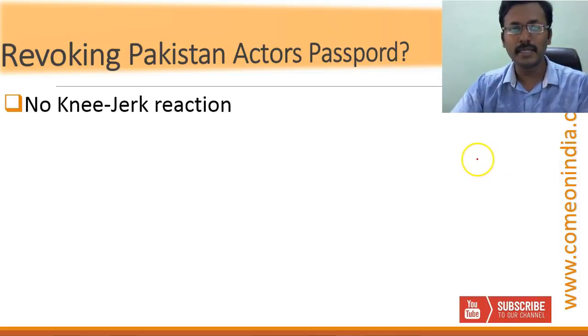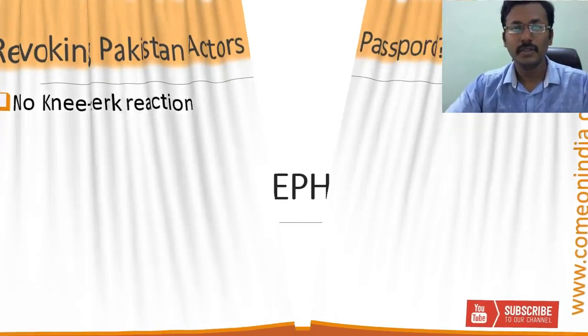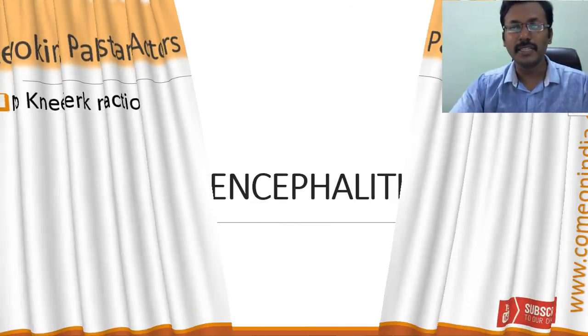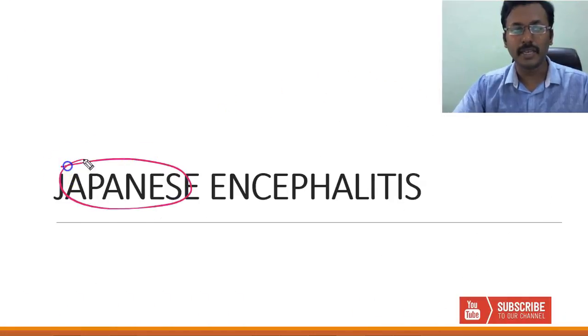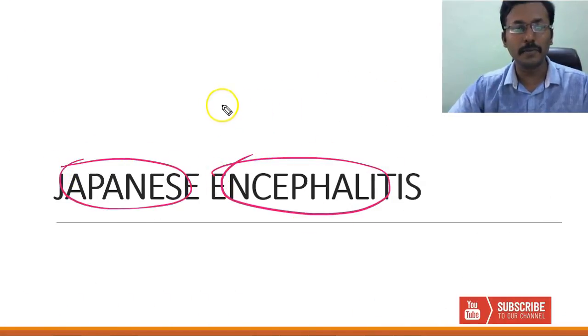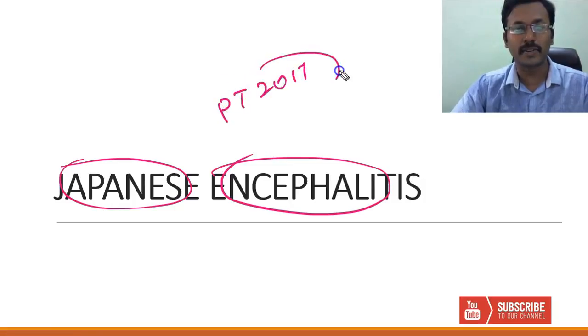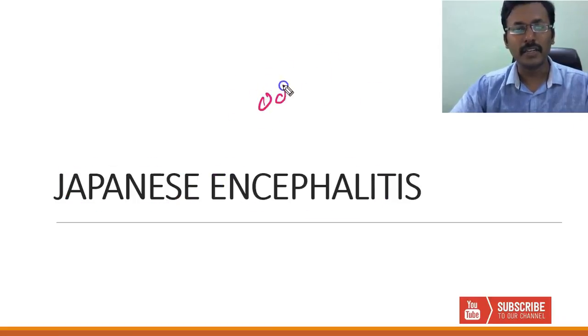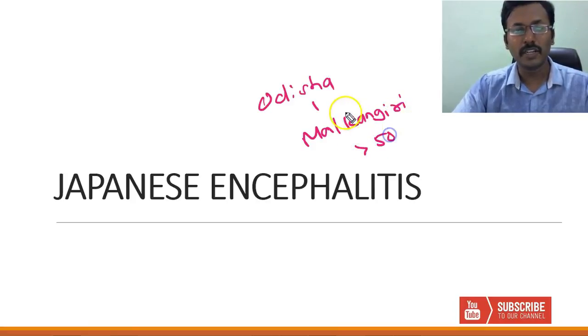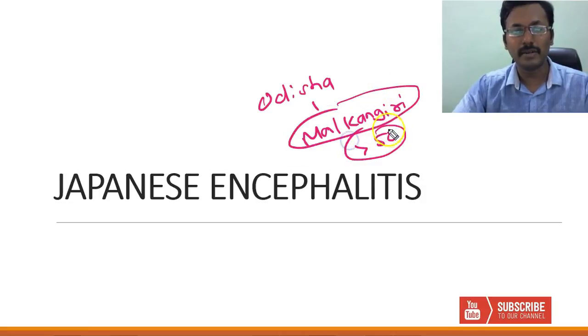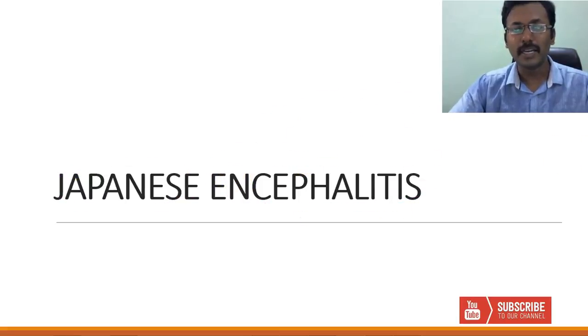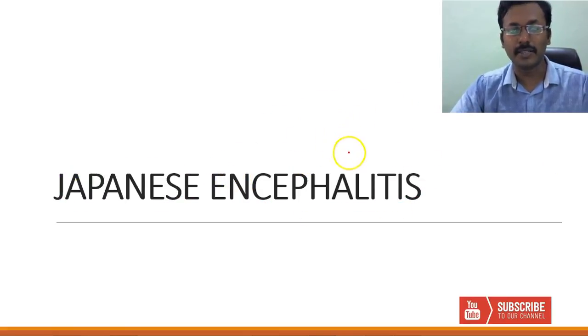Now let's move to the third topic of the day, that is Japanese encephalitis. Japanese encephalitis is one of the important areas for the prelims 2017. Why is it important? Recently, in the state of Odisha, especially in the Malkangiri district, more than 50 children are affected and died because of the Japanese encephalitis. In this background, let's discuss some important facts on this.